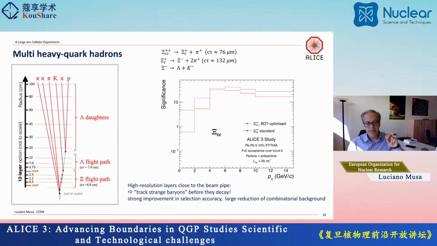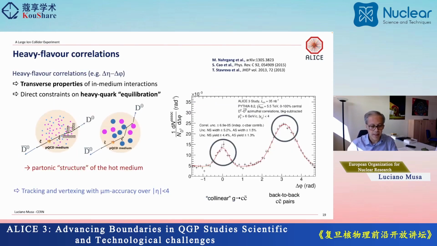So the fact that we have the direct reconstruction of these particles is what really gives a tremendous enhancement of these measurements. And all this, however, requires vertex detectors which go as close to the interaction point as 0.5 centimeters. So we need to go as close as 5 millimeters to the interaction point.